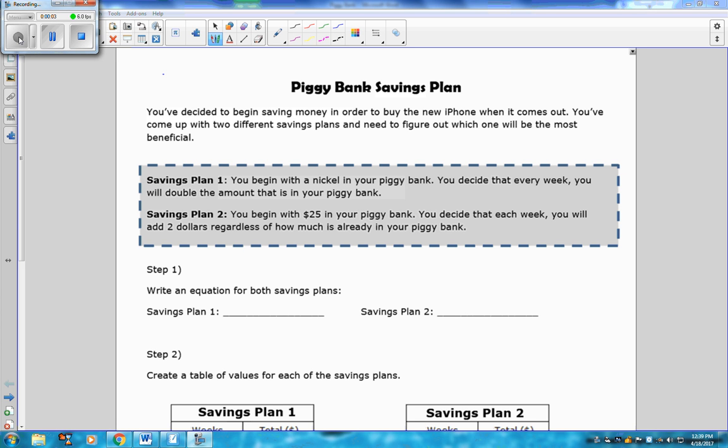Okay, this is the Piggy Bank savings plan. You've decided to begin saving money in order to buy the new iPhone when it comes out. You've come up with two different saving plans and need to figure out which one will be most beneficial. So you have two plans.